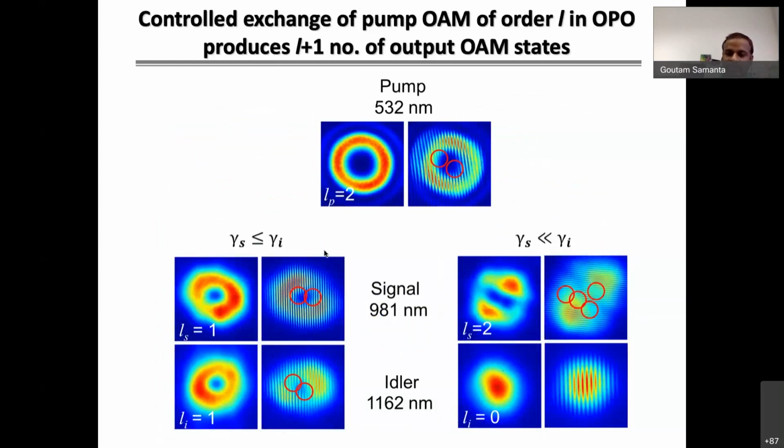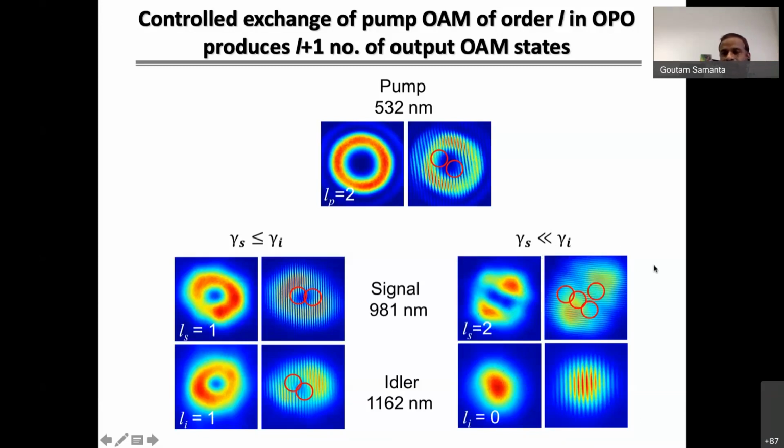Then we tried to see what happens when the orbital angular momentum of the pump is 2. Order 2 can split as 2 and 0, 0 and 2, or 1 and 1, so there are three possible combinations. When the signal loss and idler loss are very comparable, both of them carry orbital angular momentum; it's just a 1-1 division. When the signal loss is much lower than the idler loss, the signal carries that order 2, which is evident from the fringe pattern, whereas the idler does not.